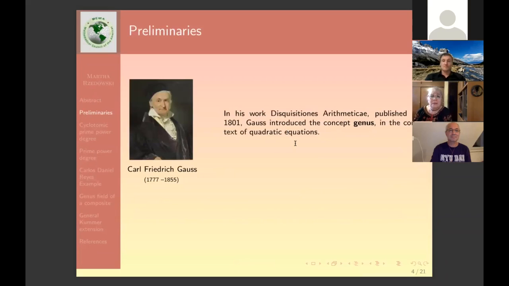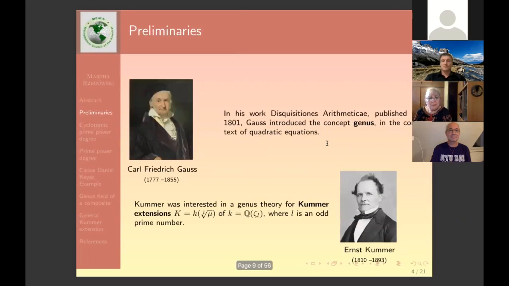As the origins, we have the work of Gauss, where he introduced the concept of genus in the context of quadratic equations. And Kummer was interested in a genus theory for Kummer extensions, where at the time a Kummer extension was an extension of this type: k is equal to the rational numbers with a primitive l-th root of unity, and K is the original little k with a radical of this type. l is an odd prime number.